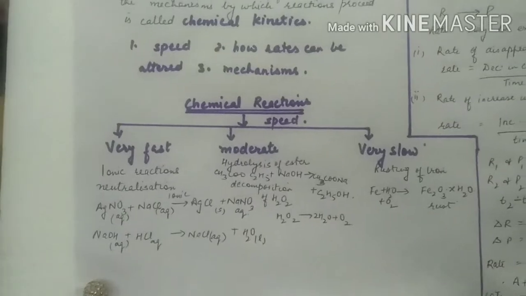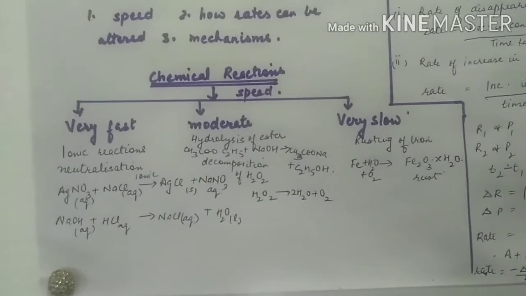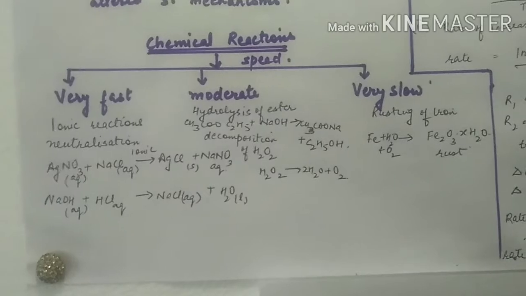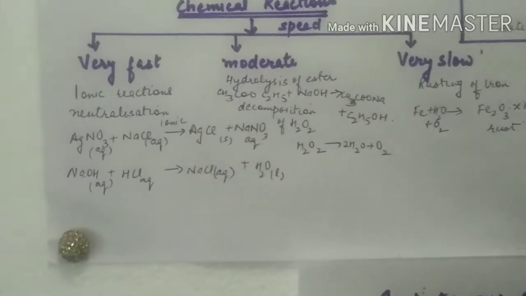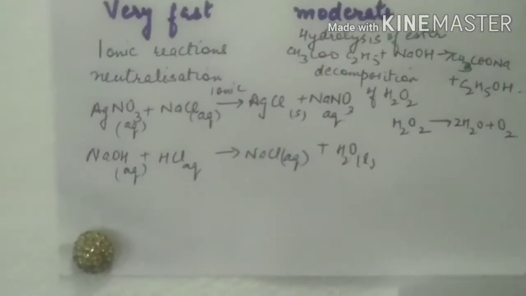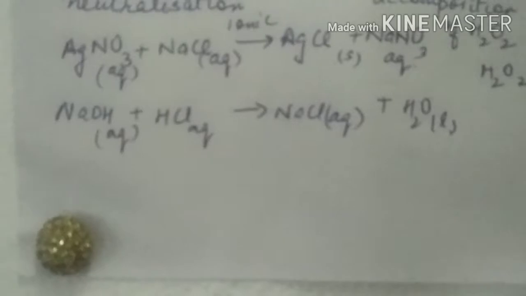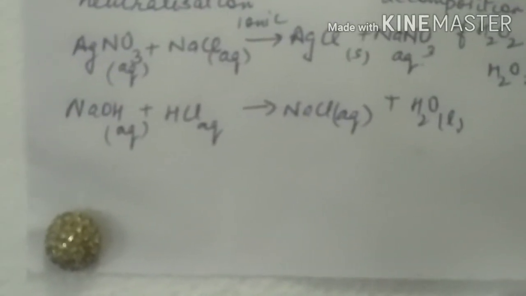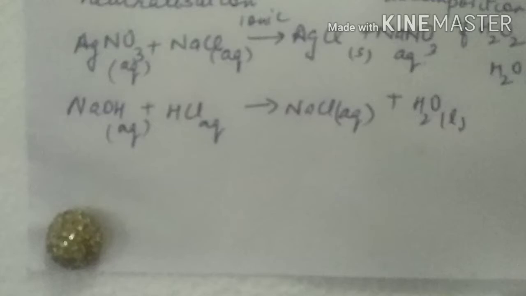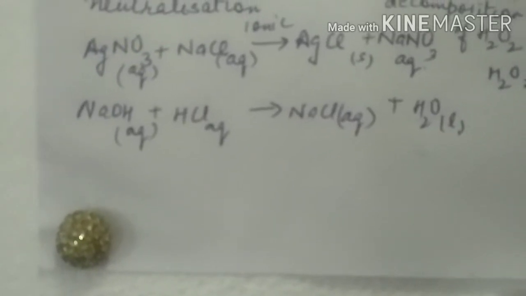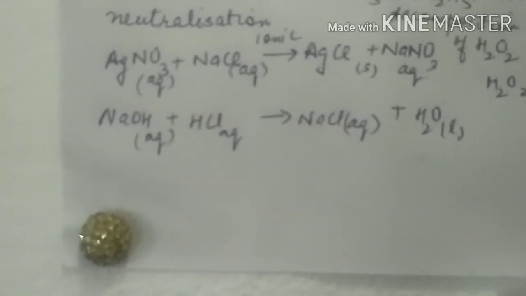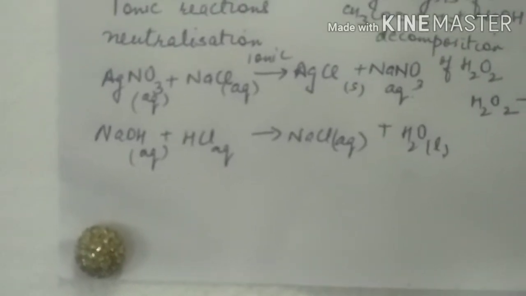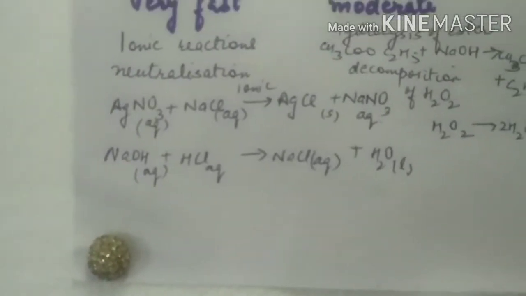So let us begin. Chemical reactions on the basis of speed can be categorized into very fast reactions, for example ionic reactions and neutralization reactions. Example of ionic reaction: silver nitrate plus sodium chloride gives silver chloride and sodium nitrate. This reaction occurs in a matter of seconds. It's so fast. Similarly, neutralization: base is neutralized by acid, NaOH plus HCl to form salt and water, NaCl and water.